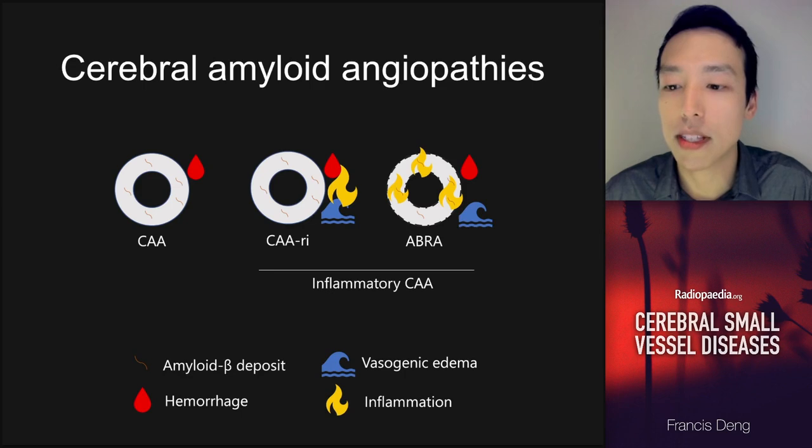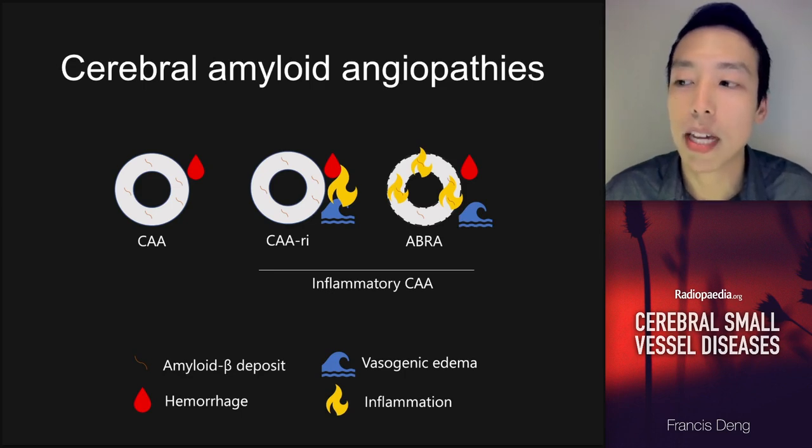How do we distinguish these different subtypes of the cerebral amyloid vasculopathies? So we have run-of-the-mill sporadic CAA. It's very common in older adults. You have amyloid beta deposition in vessel walls. Those can thicken and cause occlusion of these small vessels, but you can also have leakiness and microhemorrhages around these affected vessels. Then there's the category of inflammatory CAA, which includes CAA-RI and ABRA.